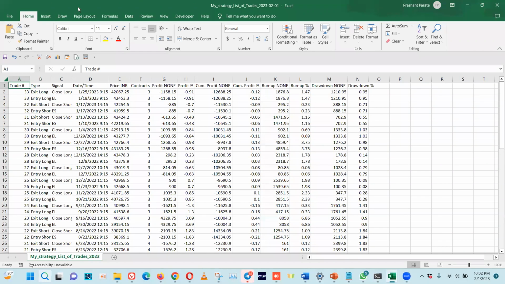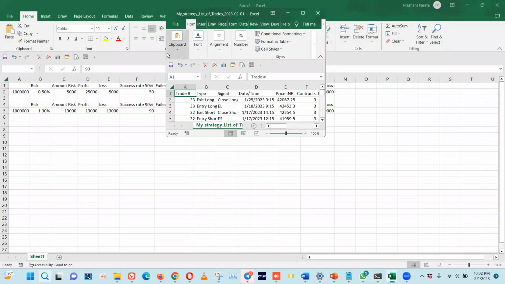Okay. Do we need to take a paid version of TradingView for this? I don't think so. Let me see.